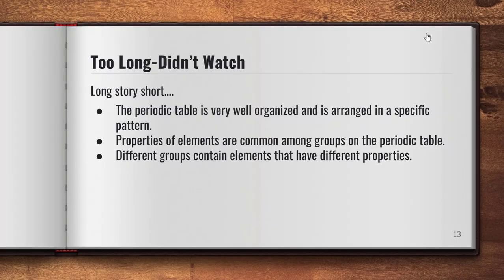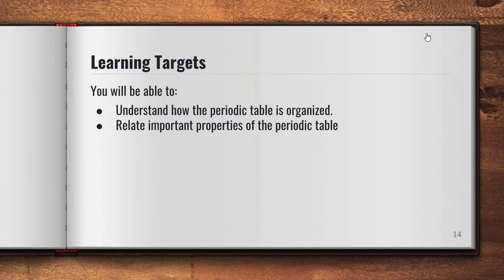So hopefully you understand a little bit more about the periodic table. It's a very unique and organized structure, and it's arranged in a very specific pattern. The properties of the elements are common among groups on the periodic table, so the properties of the alkali earth metals will be very similar. Alkali earth metals, again, very similar. Halogens, noble gases, etc. Different groups contain elements that do have some different properties. We looked at the P group, you can see that there's a lot of different properties that are there. But one thing to keep in mind is that the periodic table is organized in a very easy to use way in order to be able to find trends amongst the elements that exist on that periodic table. Hopefully you get the learning targets today, and we will see you next time.